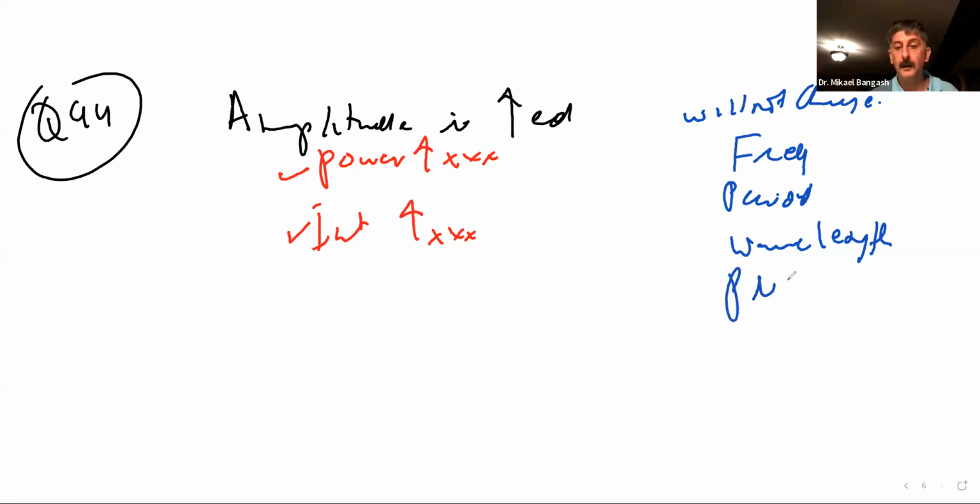Likewise, your propagation speed will not increase or decrease if the amplitude increased. Now just keep in mind here that since they say the amplitude increased, they might have asked which of the following will decrease?